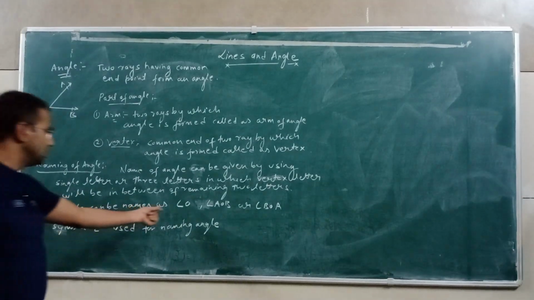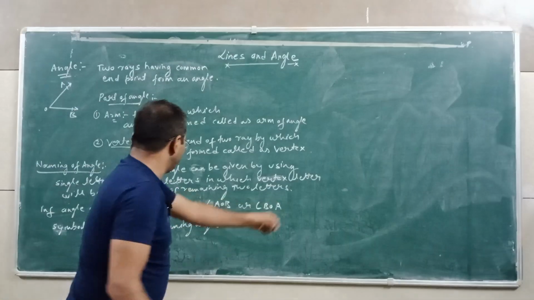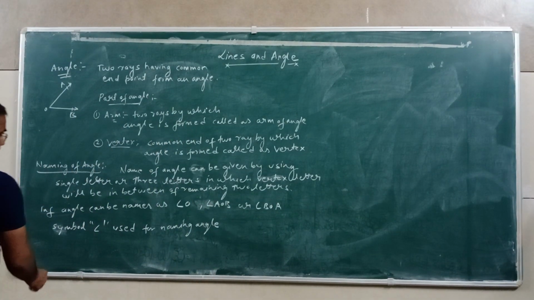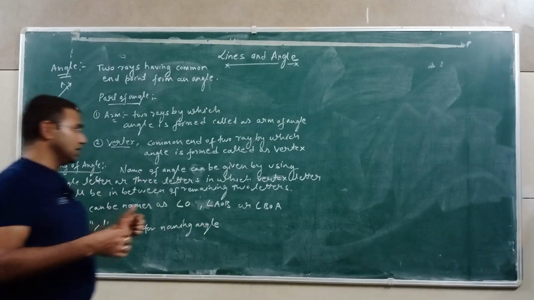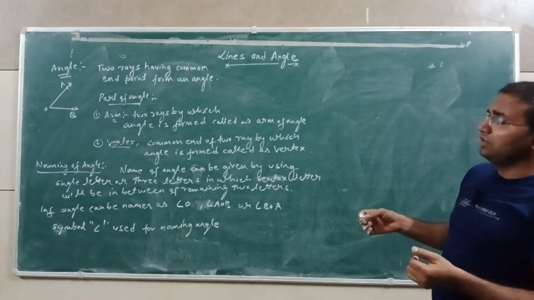So how will you say this symbol? You will use angle O, angle AOB, angle BOA. See here how you will give the name. Now here we are going to learn how you will give names when there are two or more angles.